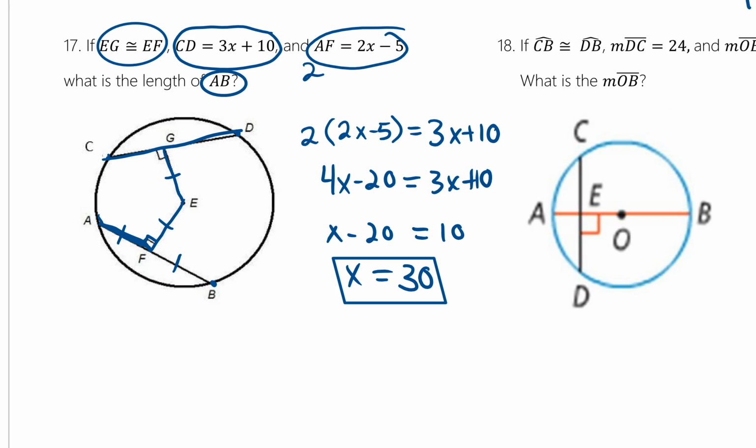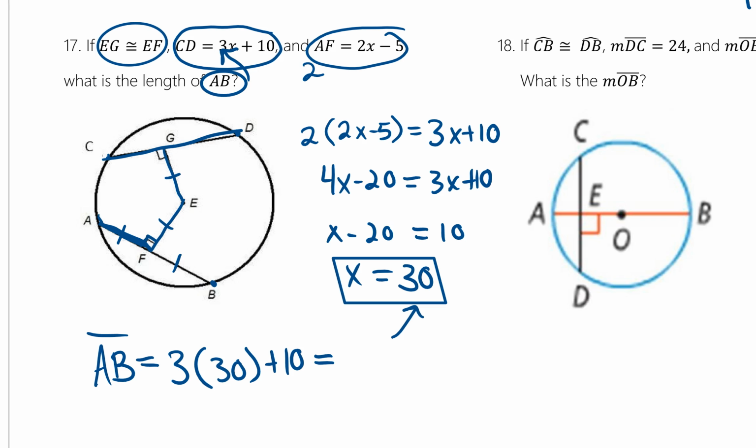To get that length, I know AB is the same as CD, so I can say that AB is equal to 3 times x, which we found to be 30, plus 10. We simplify that and we get that AB is 100. And that is our final answer.